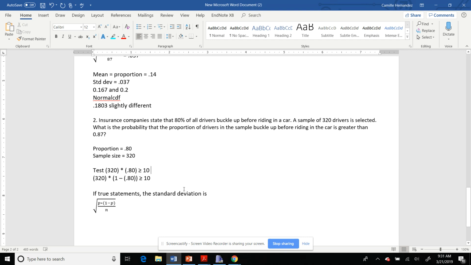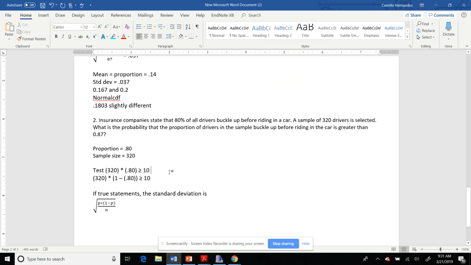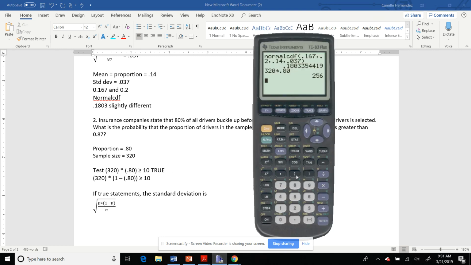All right, so let's do this one first. 320 times 0.80 equals 256. So that's a true statement. That's huge. 256 is so much bigger than 10. So let's do the other one. 320 times 1 minus 0.80 equals 64. So that's a true statement too.